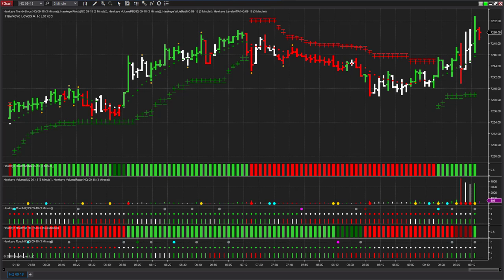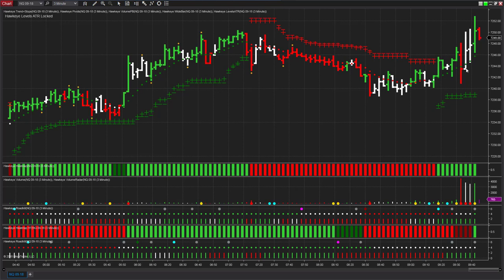From that, we make an analysis of the open and close with the volume distribution to say, is this selling volume or is this buying volume? And then we paint the bar based on that. So we do all the hard work for you in the background, but we show you the results of that, which is a highly accurate measure for the presence of either aggressive buying or aggressive selling on this particular market.